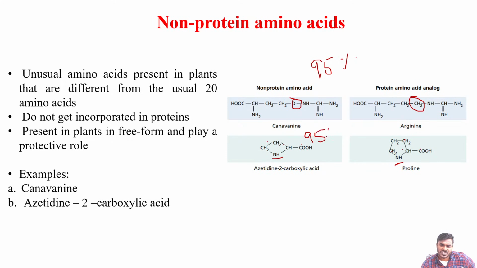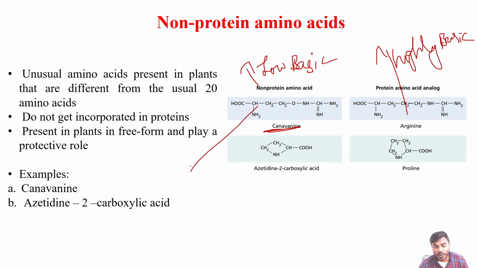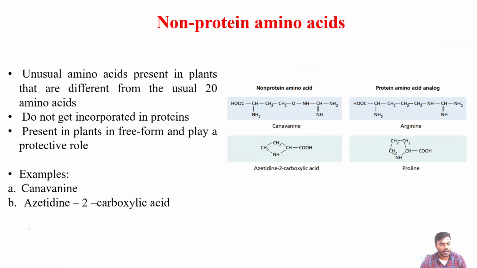So 95% structurally similar. But do you think they are functionally similar? Not at all. They are not at all functionally similar. Arginine is a highly basic amino acid, very highly basic, and canavanine is very low basic. Then whatever protein we get, if this is introduced, it becomes non-functional. So you can ask me, sir, if they are not forming functional proteins, then what is their use? Of course, as I said, they are required only for defense mechanisms. Do not get confused with that particular point.